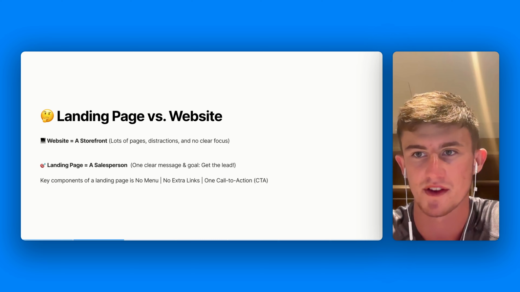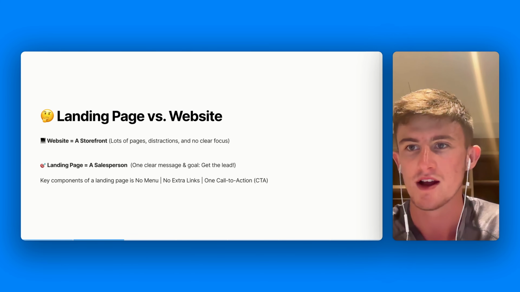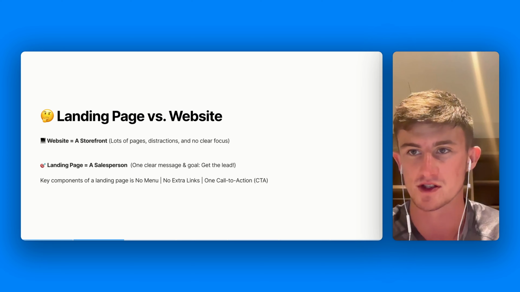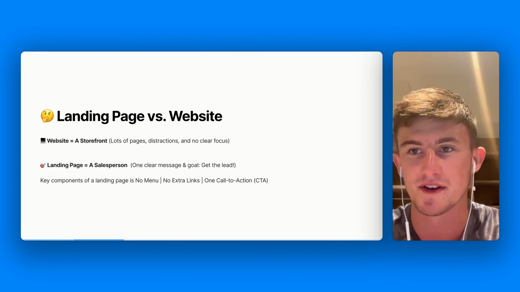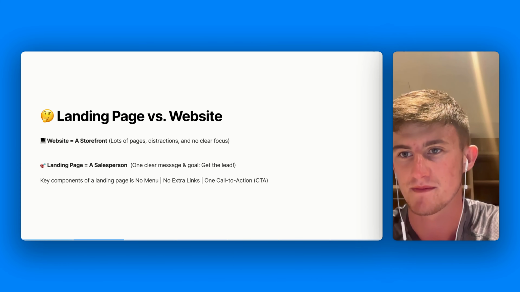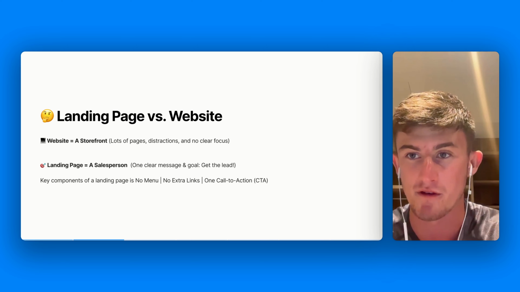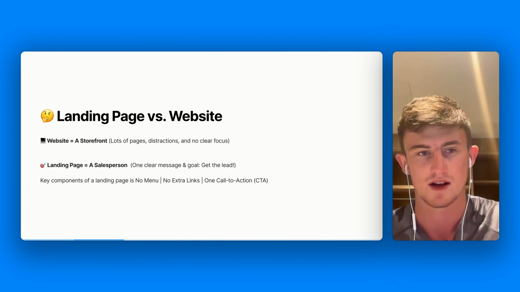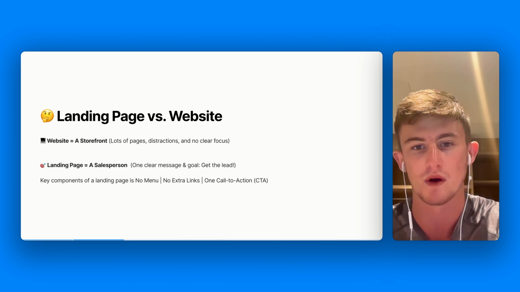We've done tests on this, we have the actual data. We've split tested running traffic to a landing page versus running traffic to a website, and the difference is 5x. We increased our leads by 5x by just changing where we direct the traffic. And building a landing page is very simple, so it's something we must do.